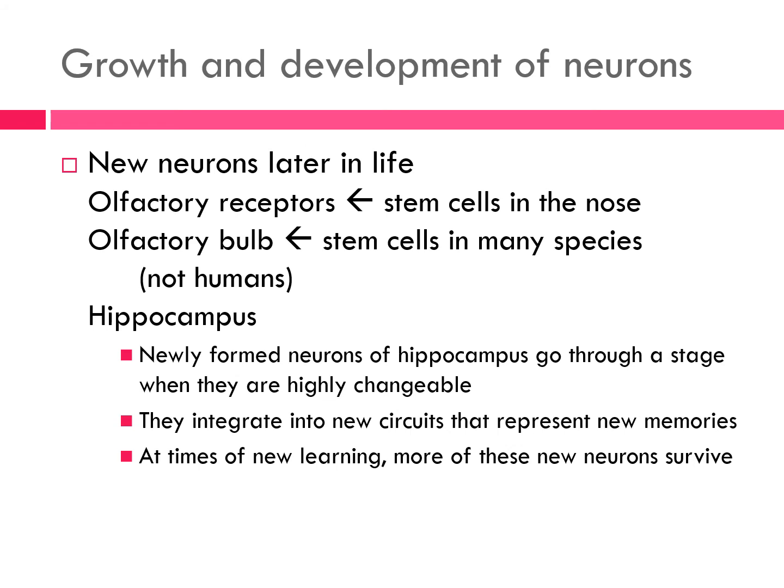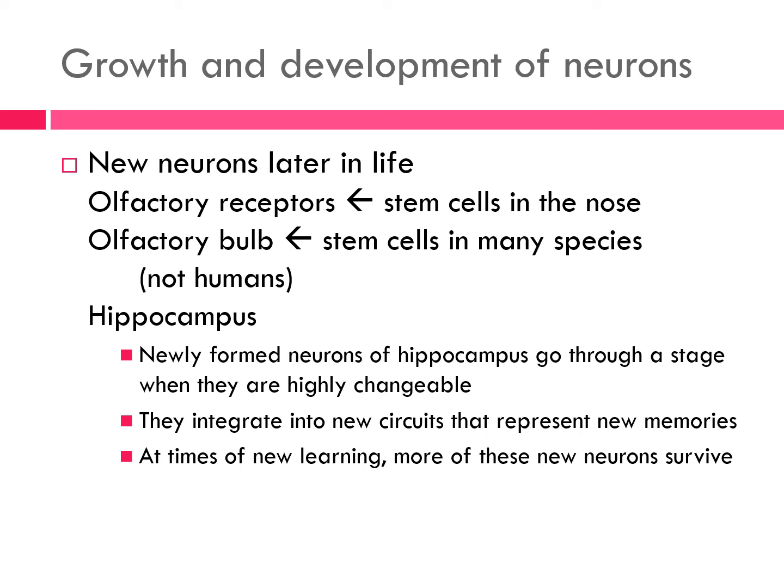And we do have new neurons later in life. We have stem cells in the nose creating those olfactory receptor neurons. So as we are going to talk about our different sensory receptors, these are the sensory receptors that are there for smell, or the olfactory sense. Many species have these stem cells in the olfactory bulb as well. We're not going to see that in humans.